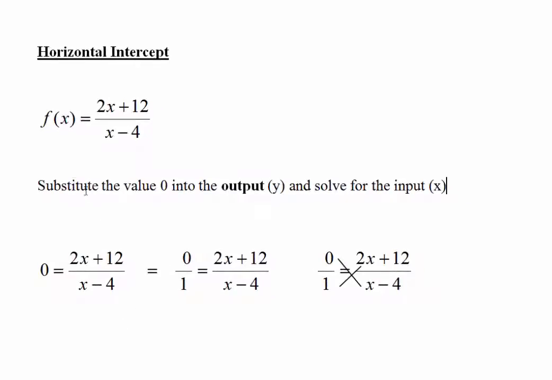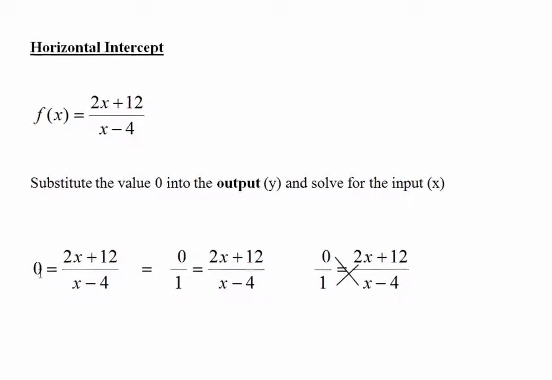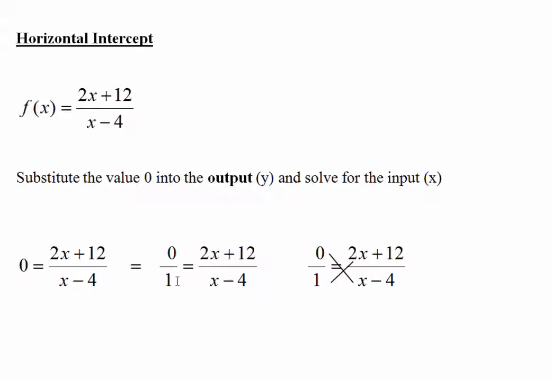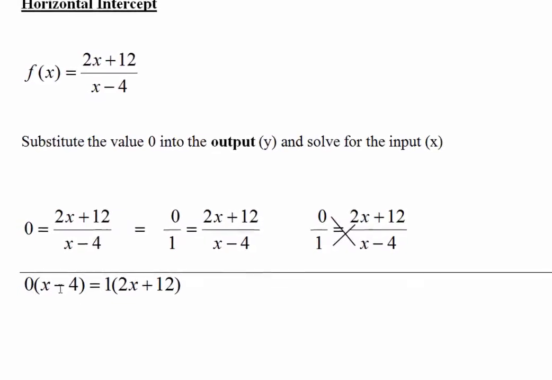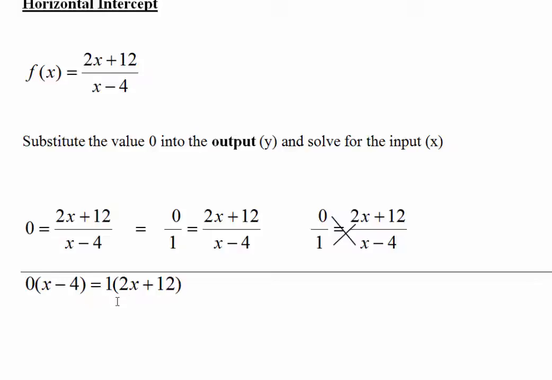So if I replaced my y with 0, I can actually write 0 as 0 over 1, because to solve this equation for x, we need to cross multiply. So sometimes it helps to think of this 0 as 0 over 1. So when we cross multiply, we're going to have 0 times x minus 4 and 1 times a quantity 2x plus 12. So when I cross multiply, I'll have something that looks like this. And we can distribute the 0. So we're going to end up with 0 on the left side and 2x plus 12 on the right side of the equal sign.